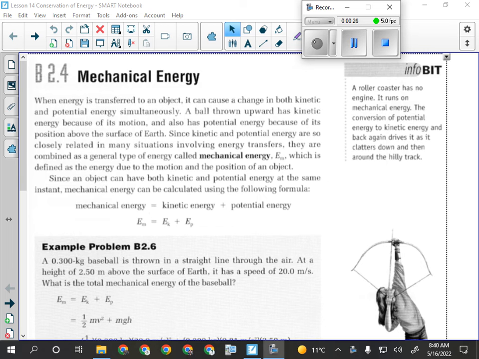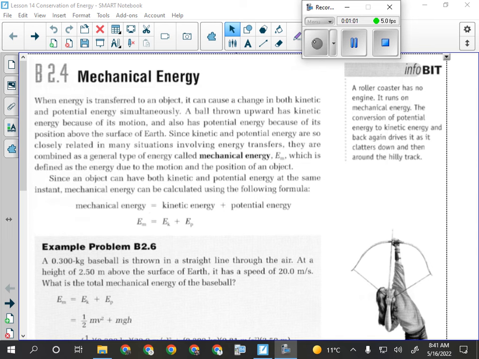So for the past week and a bit, we've been going over work and energy. And our definition of work was that work is a change in mechanical energy. Now, we have to look at what exactly is mechanical energy. So when energy is transferred to an object, it can cause a change in both the object's kinetic as well as potential energy. Both can change. We never did any problems where both changed, and we won't. But both can change when work is done, when energy is transferred to the object.